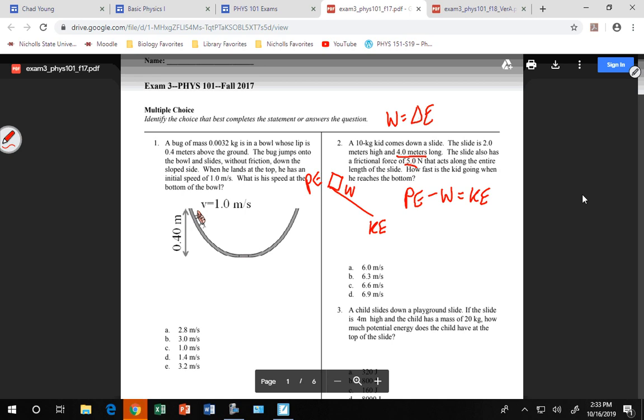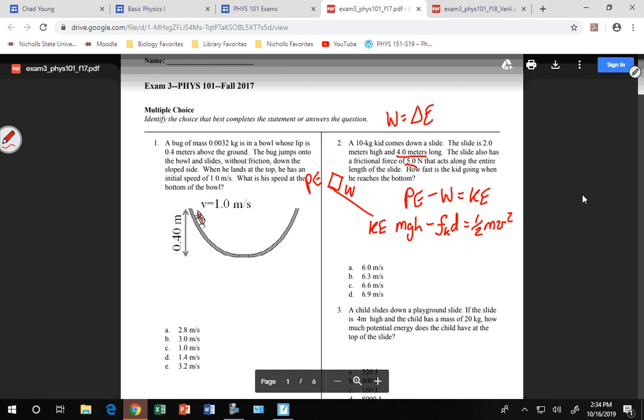You'll see how I wrote that? He has some potential energy at the top. As he slides down, the frictional force takes away energy from him. And then what's left when he gets to the bottom is the kinetic energy at the bottom. That's sort of my framework. I have mgh minus the frictional force times the distance equals 1/2 mv squared.